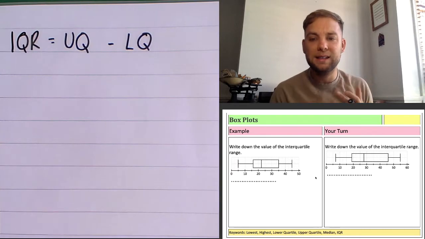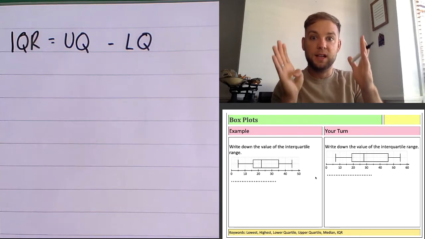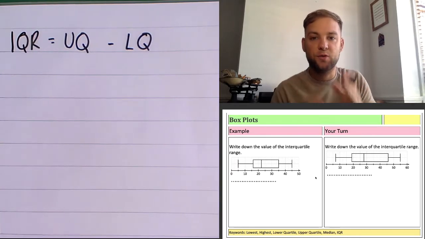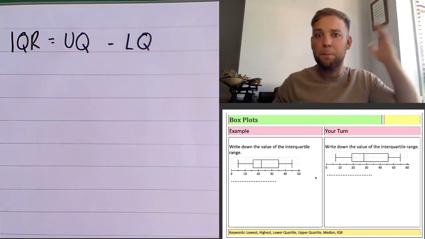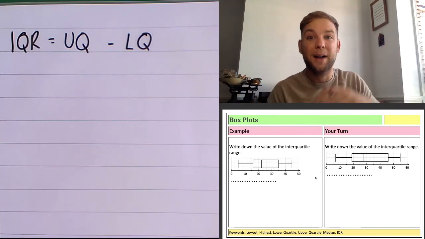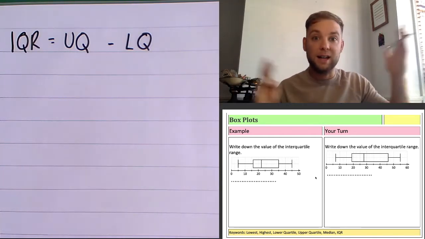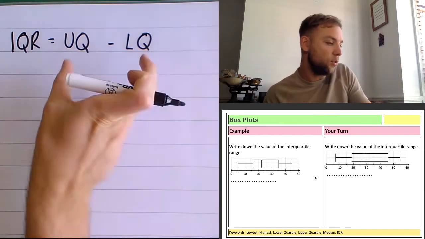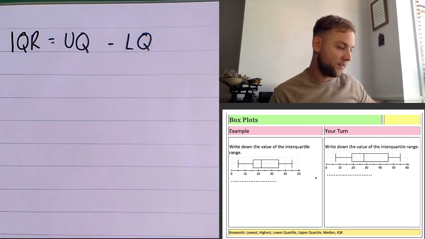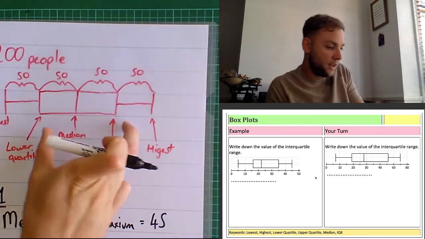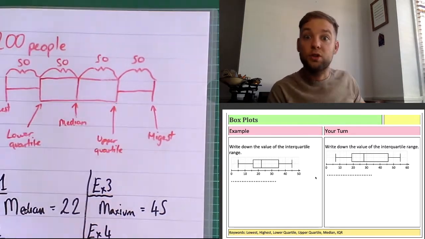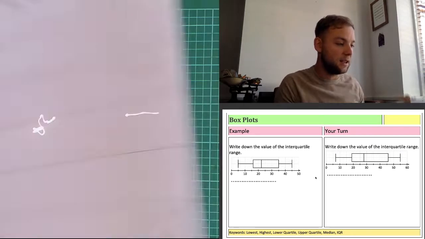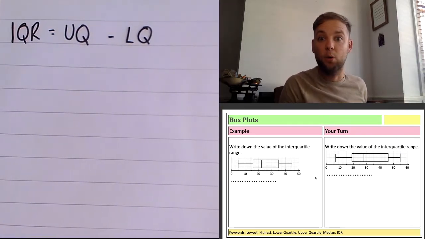Now, the reason that you'd use the interquartile range is because it's a better measure of spread for the actual data. It's not just your biggest and your smallest, because you might have outliers at those extreme ends, which means that your range is skewed. So this is looking at just 50% of that data. So it's just looking at these two quarters, so it's only looking at 50% of your data, which is a much more accurate measure of range.